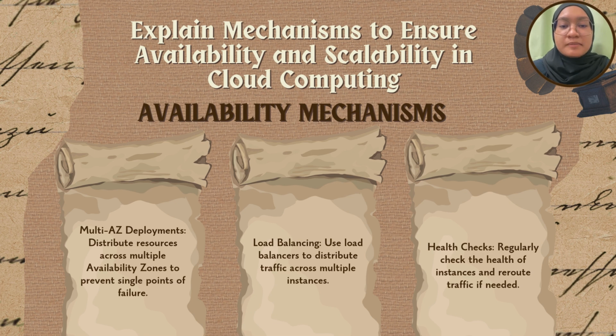Question number 2. Explain mechanisms to ensure availability and scalability in cloud computing. For availability mechanisms, first, multi-AZ deployments. Distribute resources across multiple availability zones to prevent single points of failure. Second, load balancing. Use load balancers to distribute traffic across multiple instances. Third, health checks. Regularly check the health of instances and reroute traffic if needed.